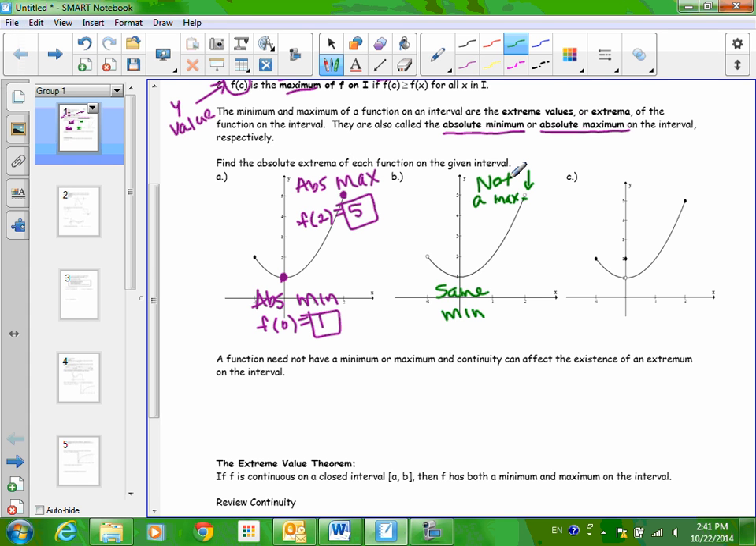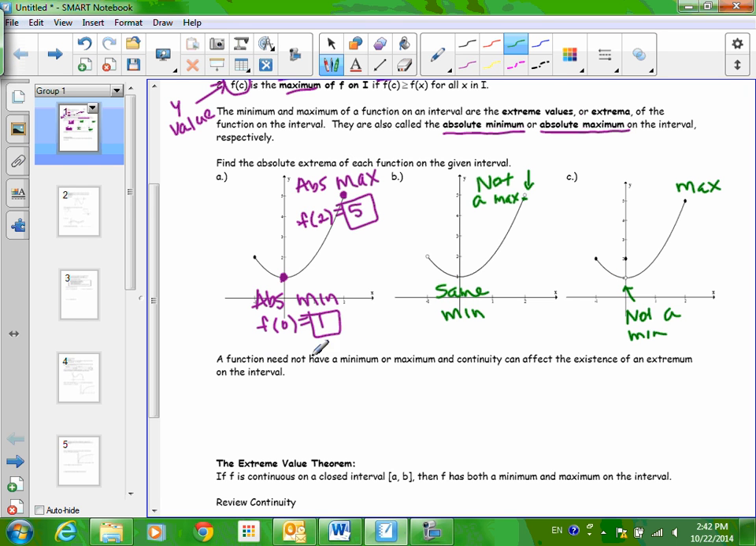Right. If you have a hole, then you don't have a point, and it can't actually be a max or a min. Okay, so then on C, the max is still good, but what happened with the minimum? Yeah, that point right there is not a minimum. Now, there's a hole, and there is a point that's not at the hole. And we even have discontinuity here.